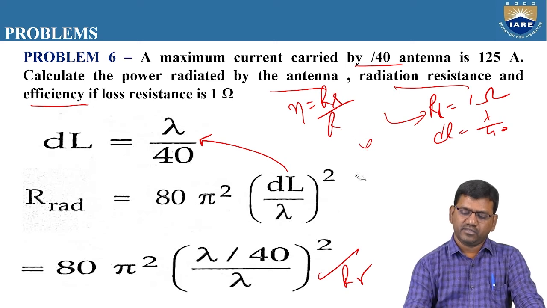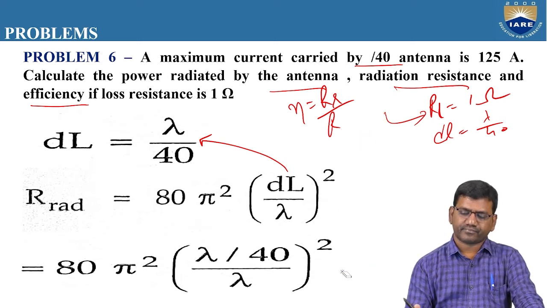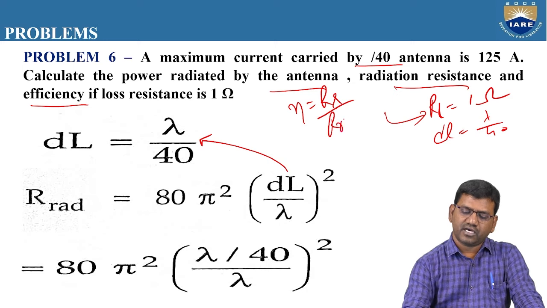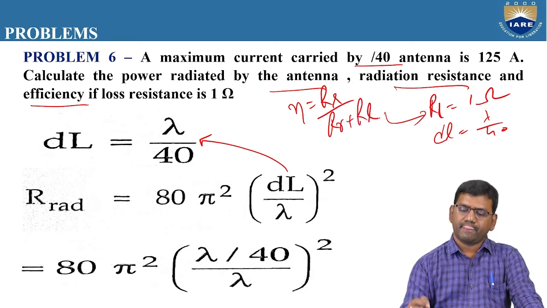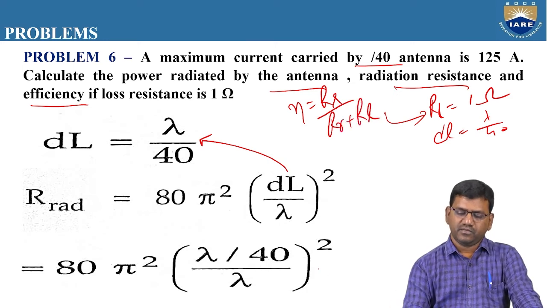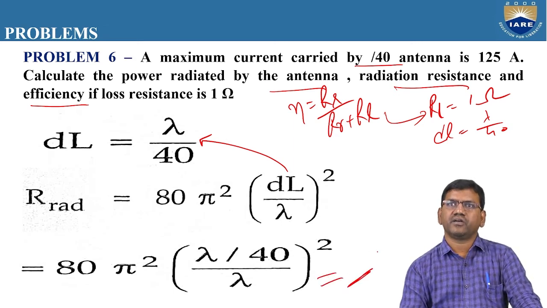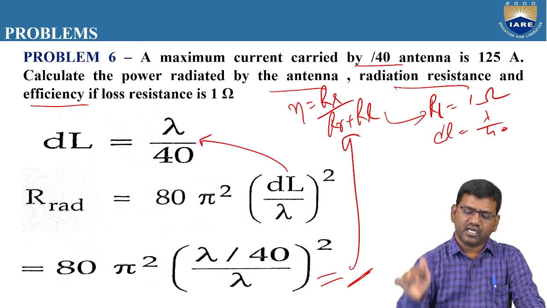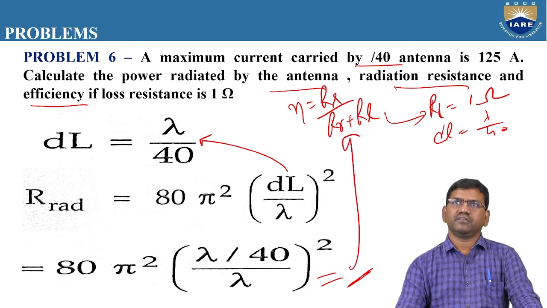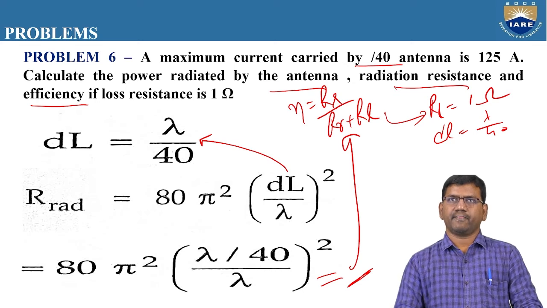If you simplify here, the efficiency is RR by RR plus RL. RL is given as 1 ohm. Whatever answer you get for 80 pi square into lambda by 40 by lambda whole square, substitute that value here, and you will get the value of efficiency eta.